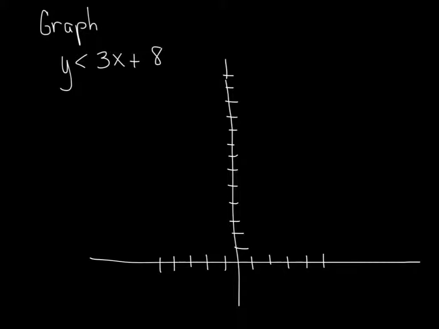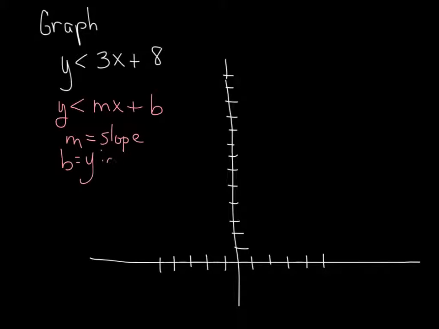All right, so here's an example. We're going to graph the inequality y is less than 3x plus 8. I've already set up the graph so we can proceed in this process. I'm going to graph it exactly the same way I have been. This is the same thing as saying y is less than mx plus b, where m, remember, is my slope, and b is my y-intercept, which means where it crosses the y-axis.